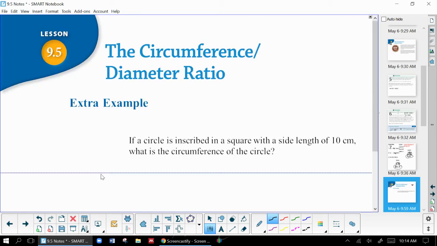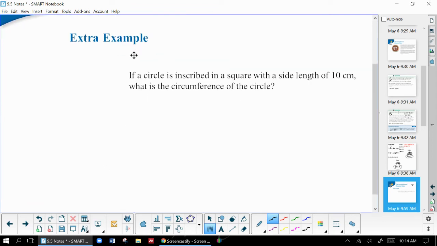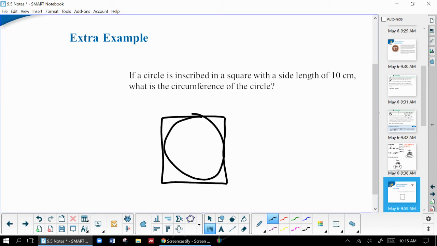So a couple of other examples here, a little bit more involved. If a circle is inscribed in a square with a side of 10 centimeters, what is the circumference? So here you're going to want to draw a picture. I've got a square with a circle inscribed in it, and the side is 10 centimeters.